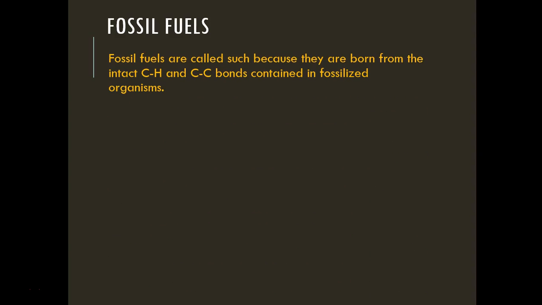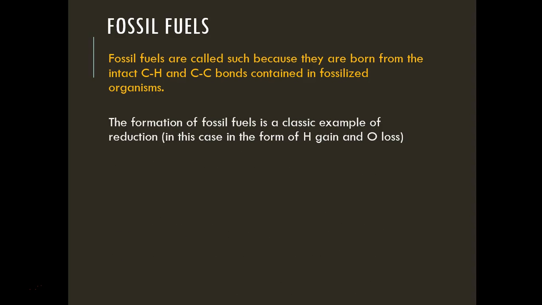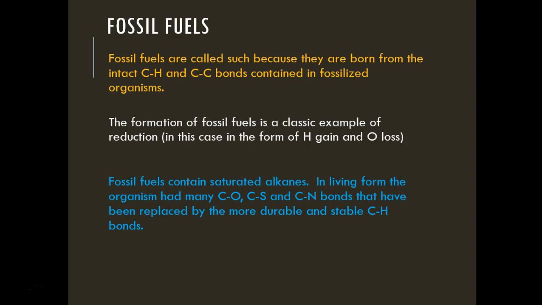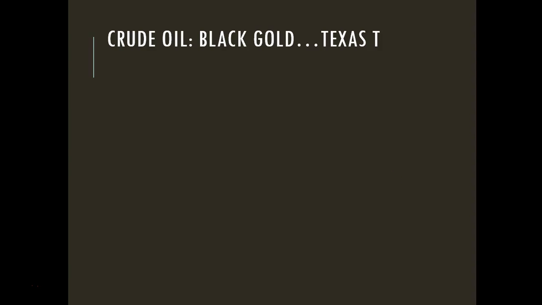All right, so let's talk about fossil fuels. Fossil fuels are called fossil fuels because they are born from the carbon, hydrogen, and carbon-carbon bonds contained in fossilized organisms. And this is an example of reduction in the classic case. So we're talking about the form of reduction where we gain hydrogen and lose oxygen. In the living organisms, before they became fossilized, they had a lot of carbon-oxygen, carbon-sulfur, and carbon-nitrogen bonds. Now these bonds during fossilization have been replaced by the more durable and stable carbon-hydrogen bonds, which are broken and reformed in the fuel.